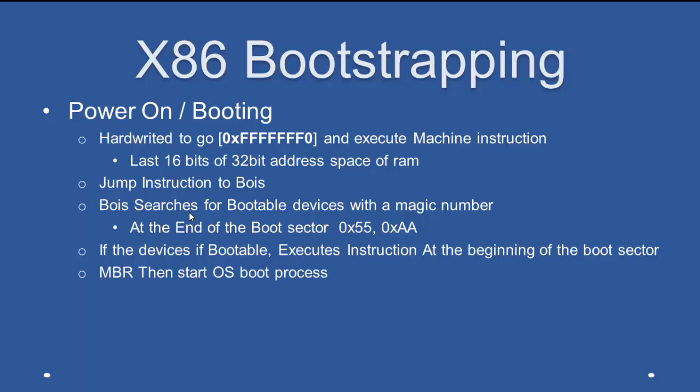The BIOS then searches for bootable devices with a magic number. At the end of the boot sector of all devices, there will be a magic number there. If there is a magic number there, it's bootable. If there's no magic number there, it's not bootable. The magic number is 0x55 and then 0xAA, and they're hexadecimal numbers. If the device is bootable and it checks this location, what it will then do next is go to the beginning of the boot sector and boot off there, and it will load your master boot record, and you'll start the boot process into the kernel.